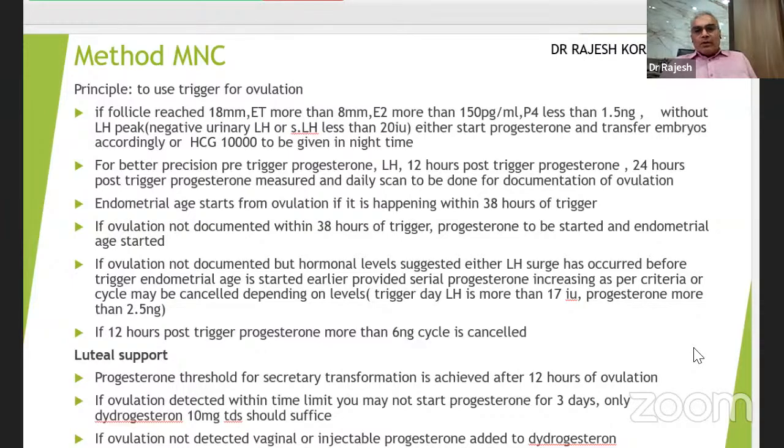What about the luteal support? The progesterone threshold for secretory transformation is just achieved 12 hours after ovulation, that is 5 nanogram. If the ovulation is detected within the time limit, you may not start progesterone for 3 days. Only dydrogesterone should suffice. And if the ovulation is not detected, vaginal or injectable progesterone is added to dydrogesterone.